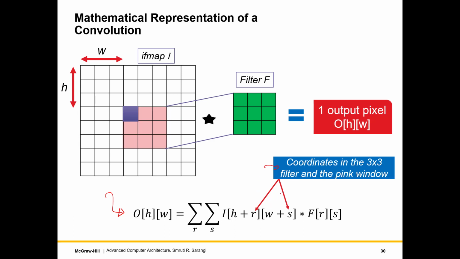So basically, the idea is that these are the coordinates in the pink window, and these are the coordinates in the filter. Sorry, this arrow should have been here. The key point is that we look at one thing, we find its corresponding coordinate over here, of course, with the offset of h and w, and we find the pixel, we multiply and we add across all rows and all columns. So if this part is understood, trust me, we are mostly done.